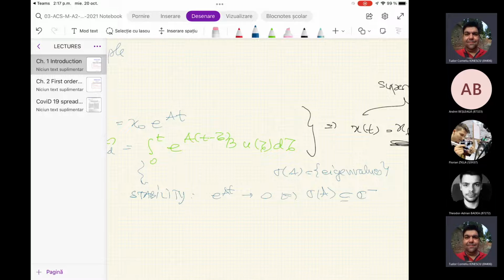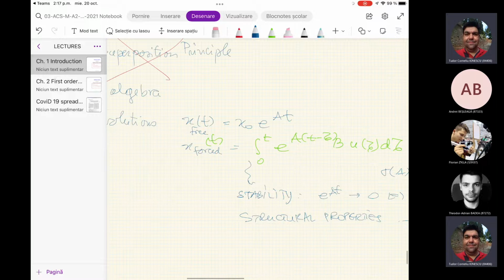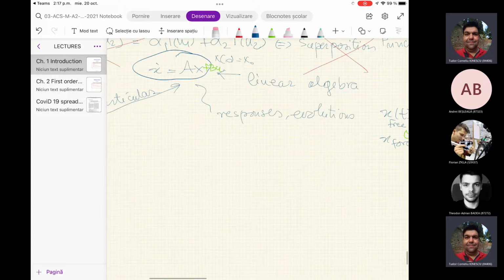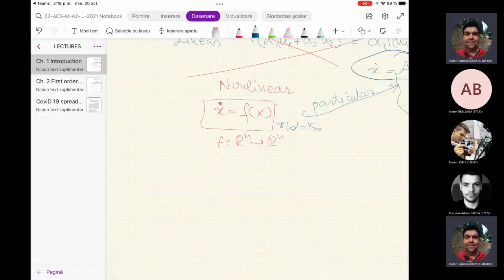Then you have other properties: controllability, observability, so structural properties. If you have A, B, structural properties, and so on, because it's all very easy. And here, in this case, you have a single equilibrium point, x equal 0, x star equal to 0. Unique. So it's all revolving around this equilibrium point, well, x naught.